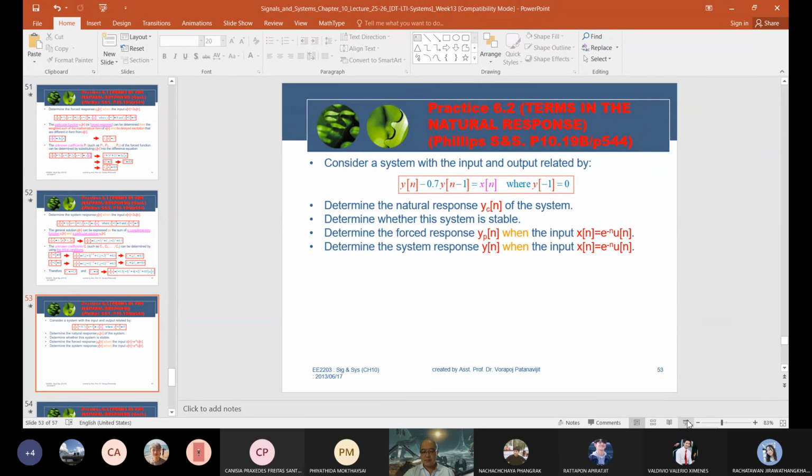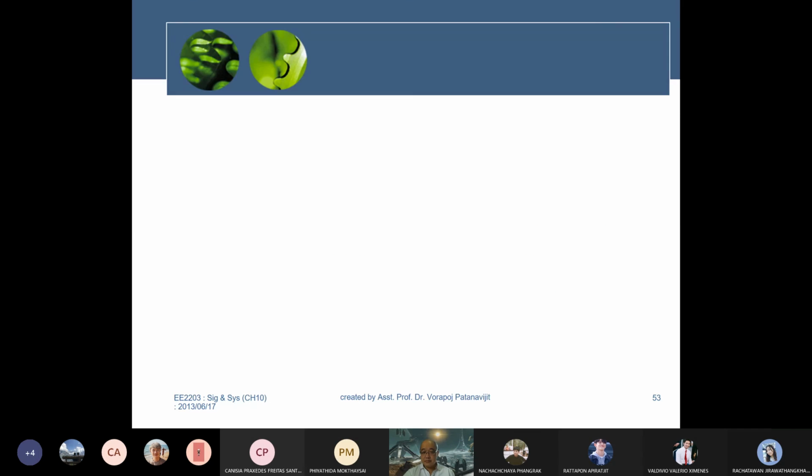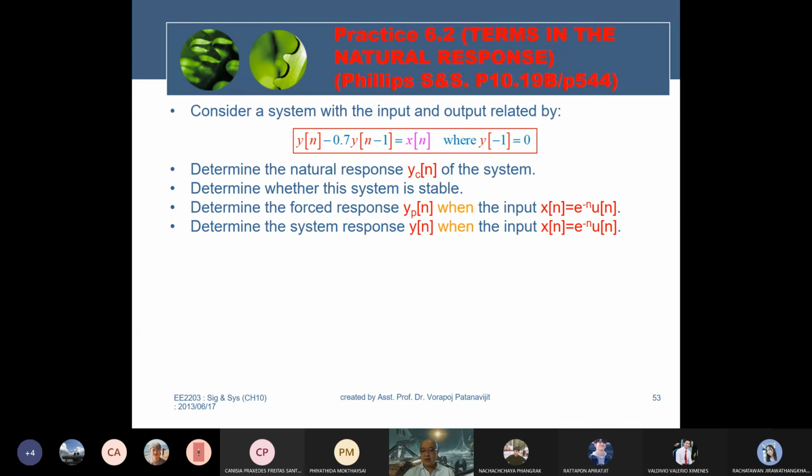Hello, can you hear me? Okay, I will provide you the second solution of the second question. Consider a system with the input and the output related by this equation. Determine the natural response, determine whether the system is stable or not, and determine the forced response when the input is here. In this example, the differential equation is simpler than the previous one, but the forced response is a little more complicated because it's not a constant. It will be in exponential form.